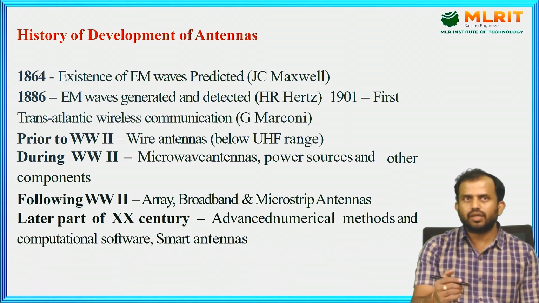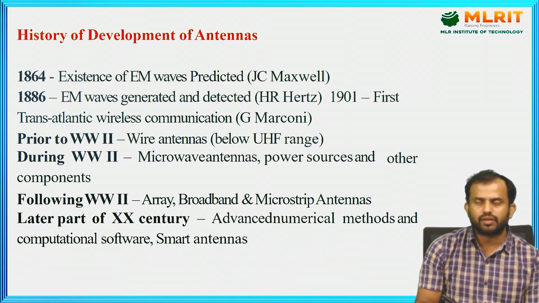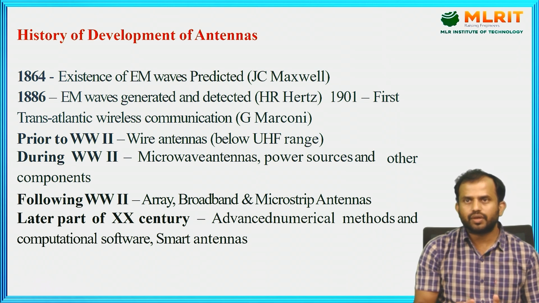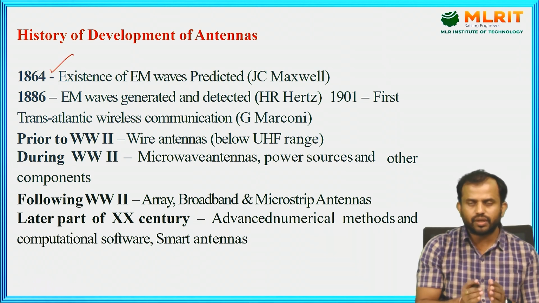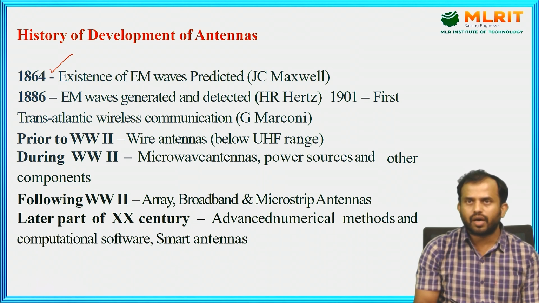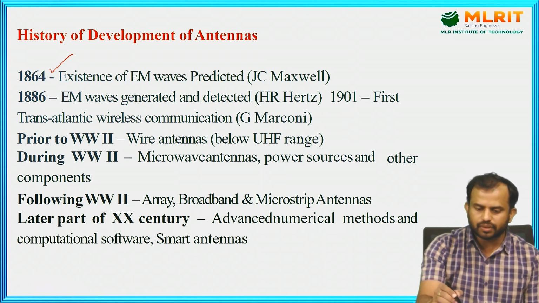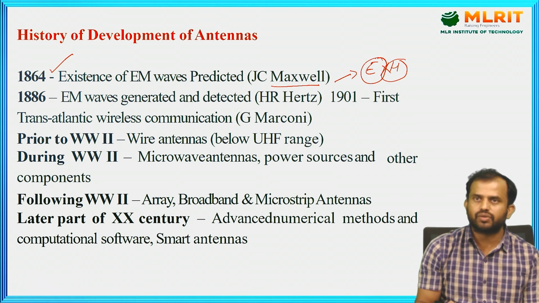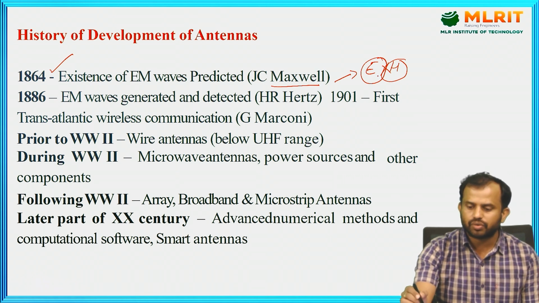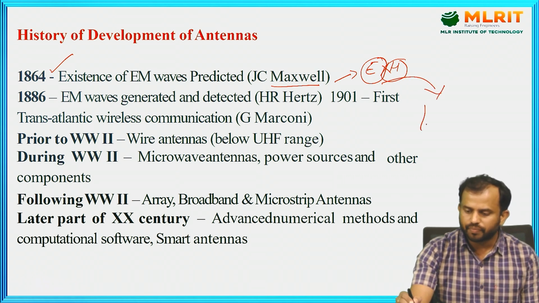While discussing the history of the development of antennas, in the early 1864 the electric field and magnetic field were developed. Professor Maxwell designed the equations of the electric field as well as the magnetic field. He found the relationship between the electric field and magnetic field values. Then, based upon these field values, we generate the respective signal values.